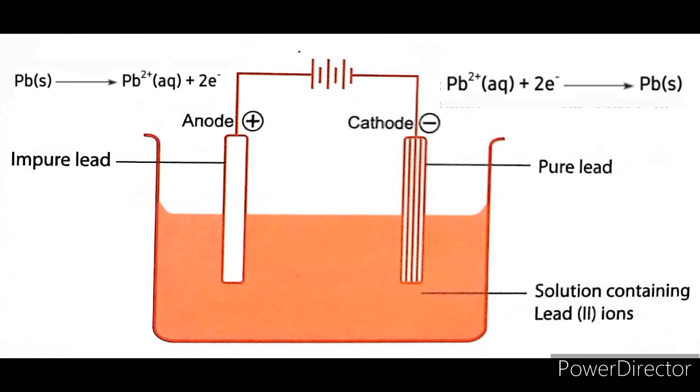Now, at the cathode, what happens is reduction. This involves gaining of electrons. So lead-2 ions in the solution are going to gain 2 electrons each and be deposited on the cathode as pure lead metal. So over time, you'll note that the pure lead rod, which is the cathode, increases in size.